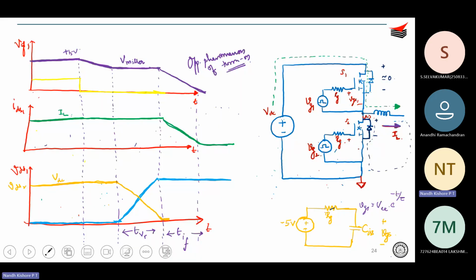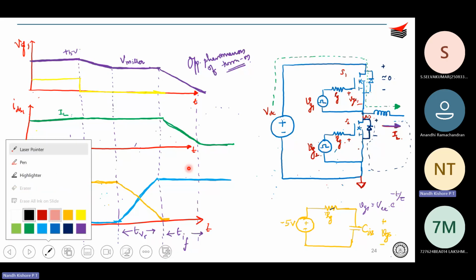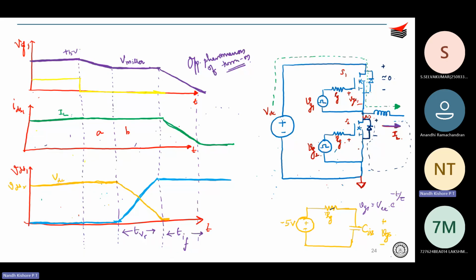Okay, so now we will come back. What is the problematic part over here as far as losses are concerned? Which is the region we should be concerned about? Let's name this A, B, C. Which is the region we should be concerned about regarding losses? Or what are the regions where you will have losses in the device? Where will you face losses in the device?